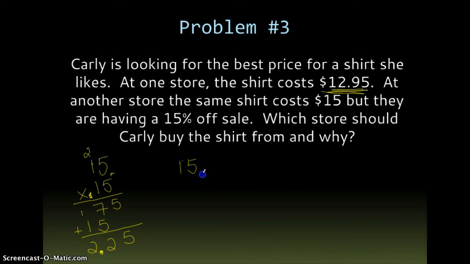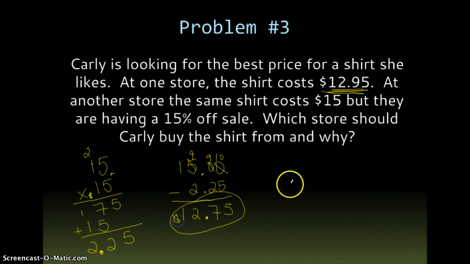So $15 minus $2.25. What do we get? This turns into a 10 because we borrow from here. Okay. 10 minus 5 is 5. 9 minus 2 is 7. 4 minus 2 is 2. This is 1. Bring down our decimal. So, which store is cheaper? Well, the second store is cheaper because it's $12.75. So you should write down the second store is cheaper because it's $12.75. So obviously she should buy from the second store.